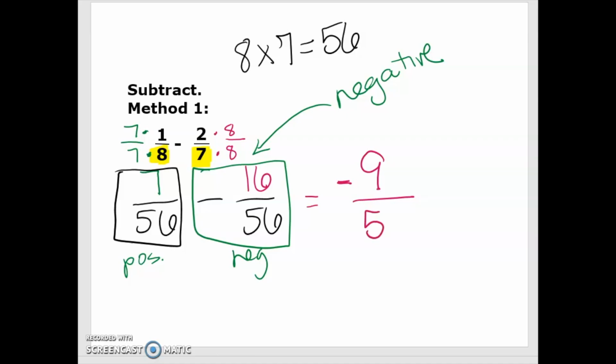And then we bring our denominator of 56 over, and we just want to make sure that we can't simplify these. So 9 and 56 do not have a common factor. They do not have a number that they're both divisible by. So that would be our answer in simplest form.